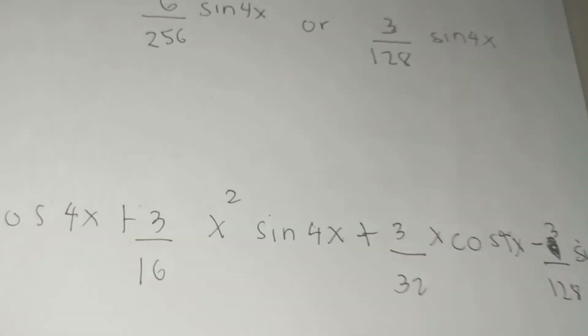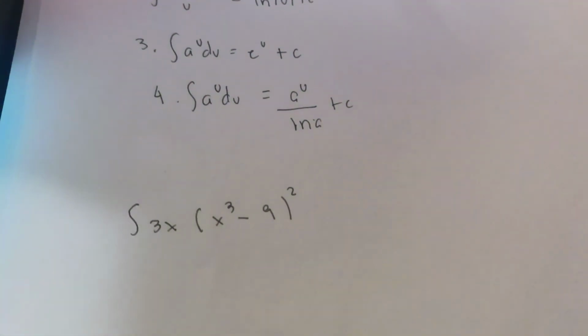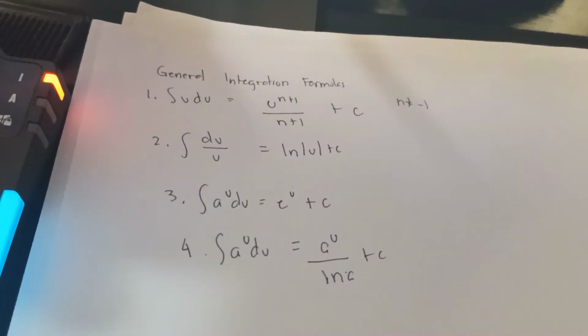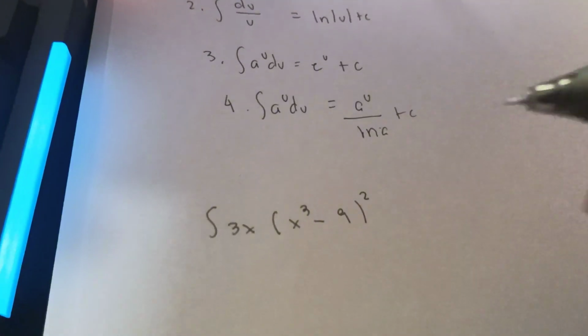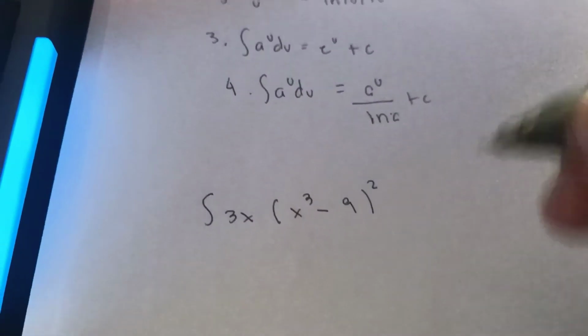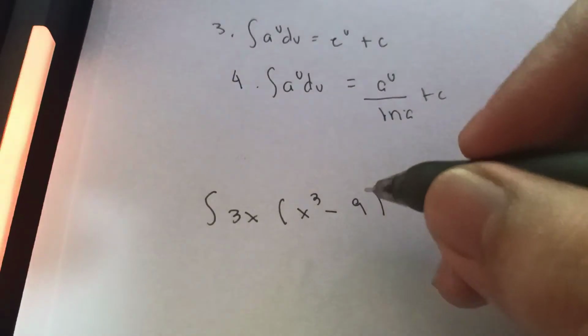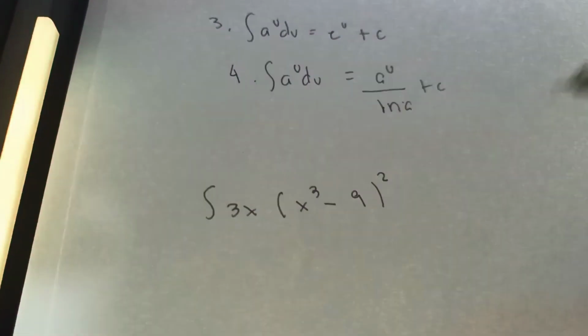Thanks for watching. Hello everyone, so I'm now going to be solving an example of a integration formula, which is the u substitution method. So now here is the problem. Integral of 3x times x cubed minus 9 squared.